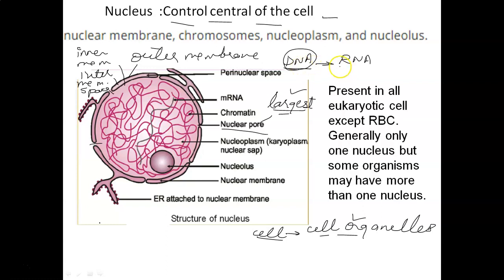This DNA forms the RNA, and this RNA forms the protein. This is known as the central dogma of life: DNA forms RNA, RNA forms proteins. What does it mean? Information flows in one direction only. So the nucleus has the DNA, and this DNA forms the RNA. This step, the formation of RNA, occurs inside the nucleus.